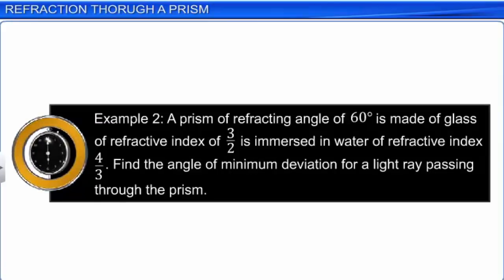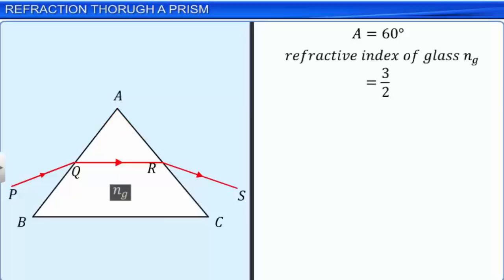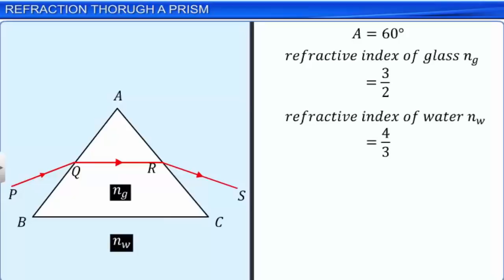As per equation 7, n21 is equal to sin((A + dm)/2) divided by sin(A/2). Since the prism is in water, n_gw is equal to ng by nw. On substituting the respective values, we get (3/2)/(4/3) is equal to sin((60 + dm)/2) divided by sin(60/2). On simplification, we get dm is equal to 8.46 degrees.